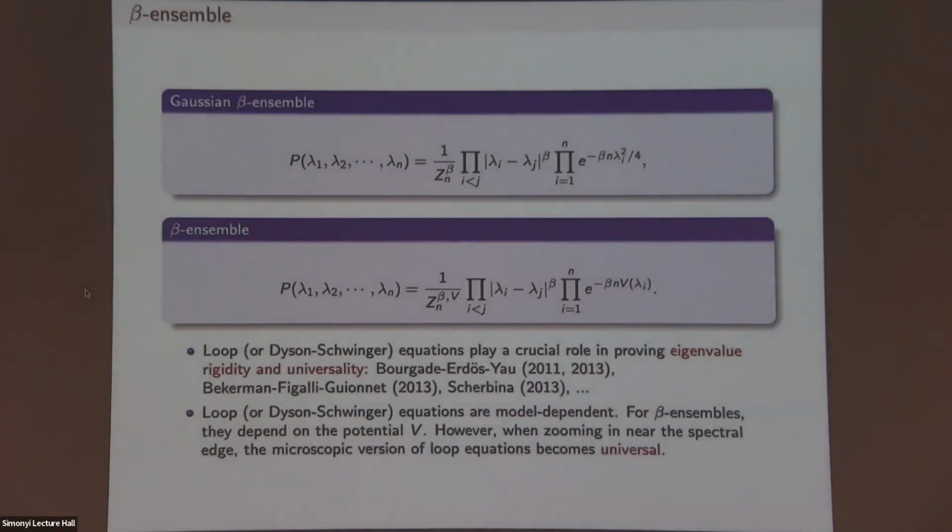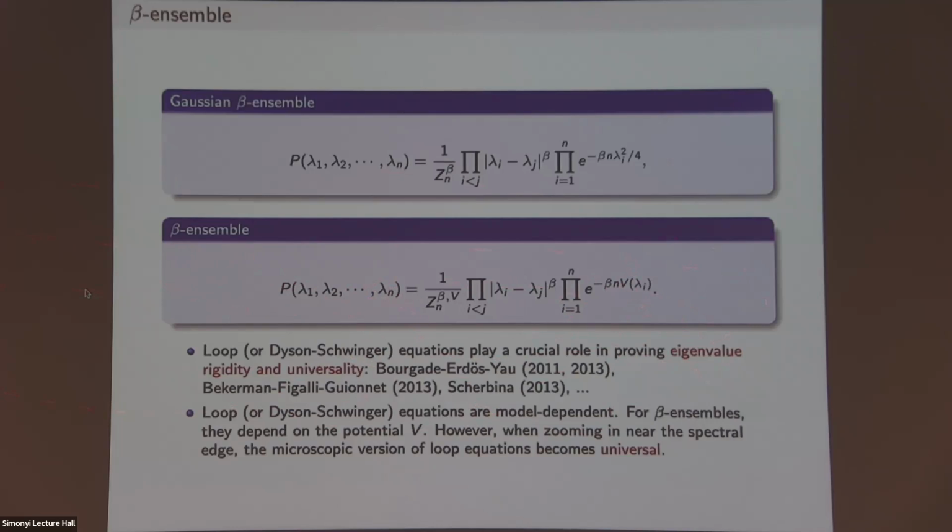And more generally, you can also look at the so-called beta ensembles. Instead of just lambda I squared here, you can put any potential V. And so these loop equations, you can also write down for those beta ensembles. They play a very important role in proving the eigenvalue rigidity or universality for those beta ensembles. But in general, if you write down the loop equations for those models, they are model dependent. For the beta ensembles, they will depend on the potential V. So they will be model dependent.